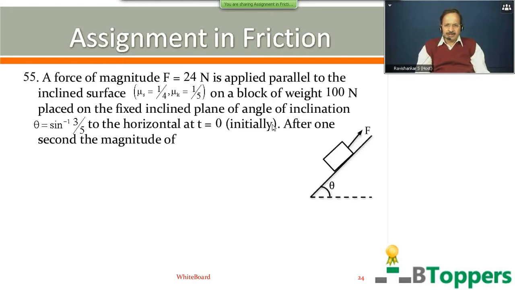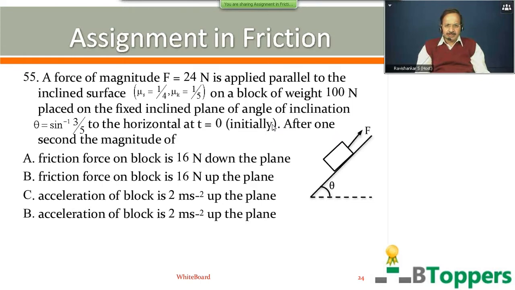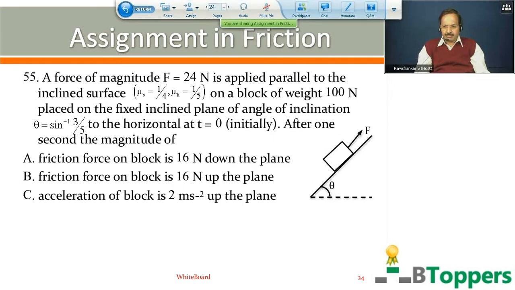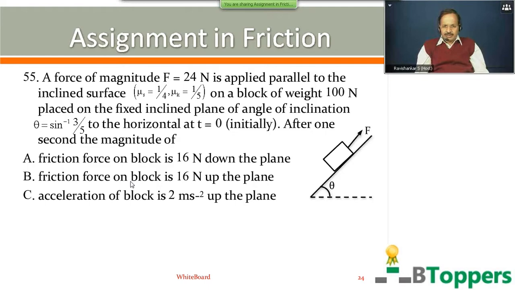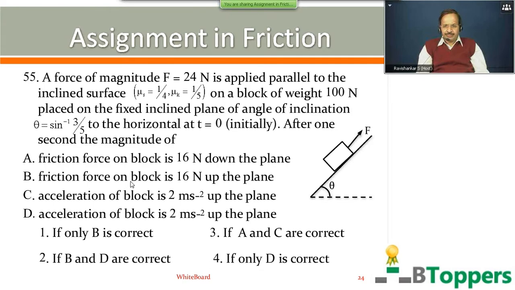After 1 second, the magnitude of, you can see the statement here. Statement A, friction for the block is 16 Newton down the plane. Statement B, friction for the block is 16 Newton up the plane. Statement C, acceleration of the block is 2 meter per second square of the plane. Statement D, acceleration of the block is 2 meter per second square of the plane. Come on, try the question. You have to check out which of these statements are correct here.